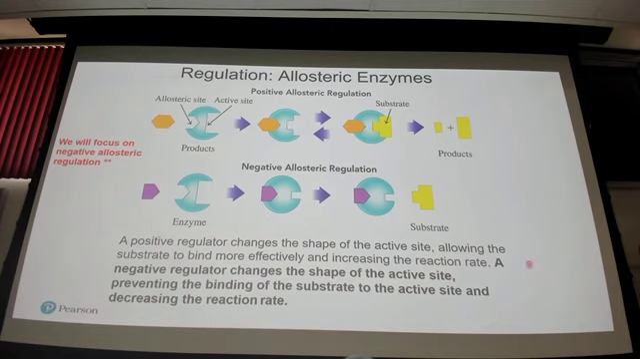So in positive allosteric regulation, an allosteric regulator will bind, cause a conformational change of that active site, allowing the substrate to fit more effectively to result in a particular product. Conversely, for negative allosteric regulation, an allosteric molecule will bind to the enzyme, change the shape of that active site so the substrate cannot interact because we already have enough of a specific product. Does that make sense?